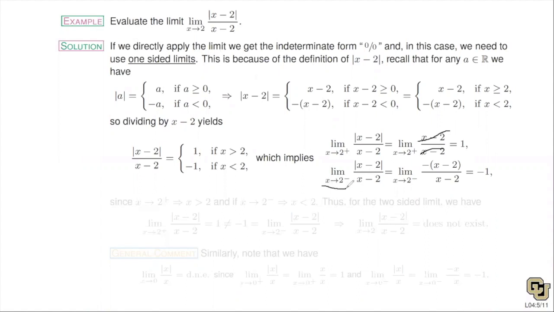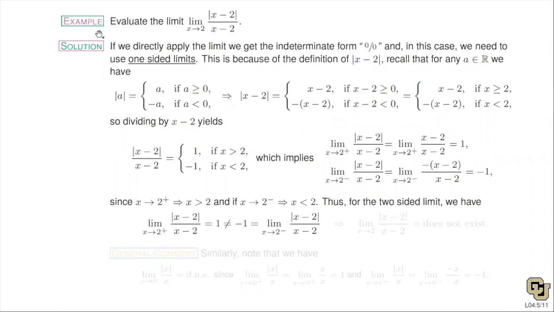Approaching from the left, x is less than 2, so the absolute value of x minus 2 is minus x minus 2. And now again, cancel the x minus 2 part. I'm left with the limit is minus 1. So finally here, we notice the limit from the left doesn't equal the limit from the right. So the two-sided limit then does not exist. So this right here is my final answer.